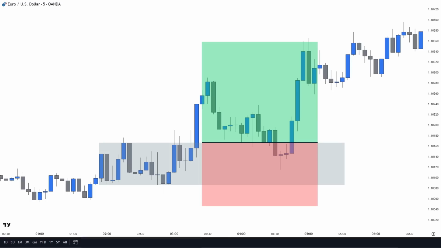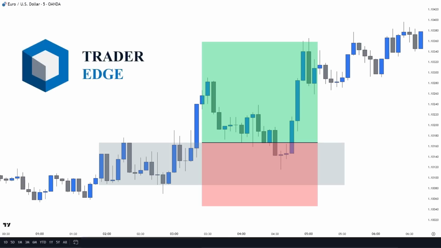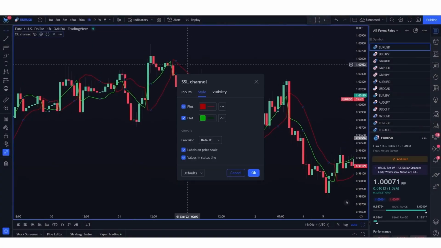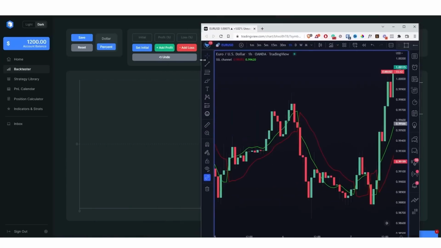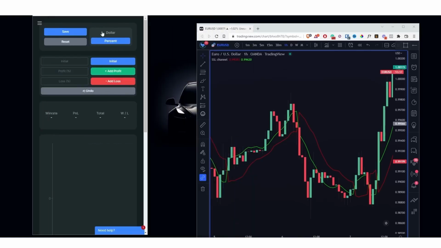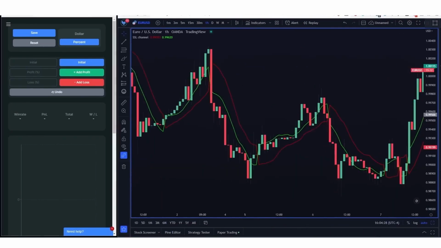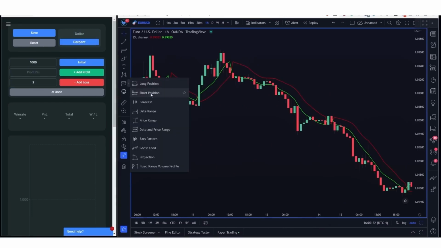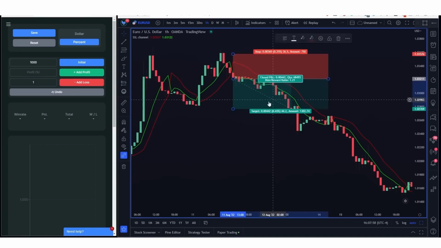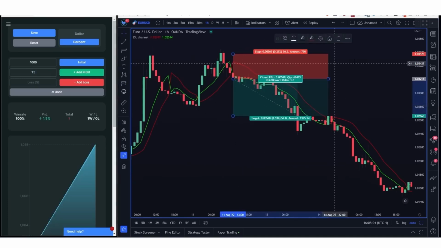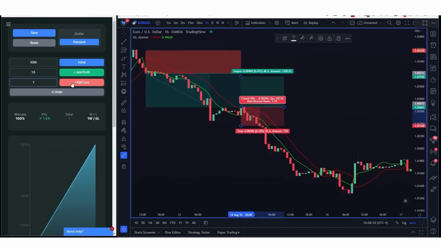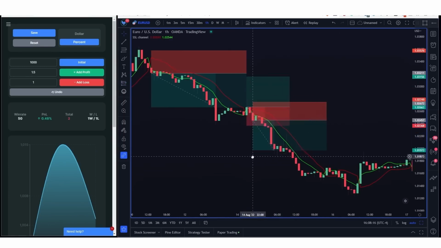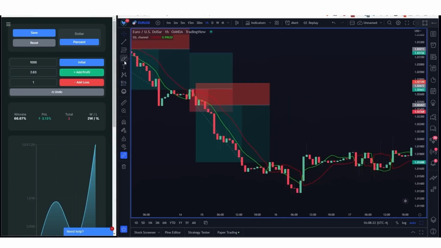We also do plenty of backtesting every day with the aid of the TraderEdge software. Let's suppose we want to backtest a trading setup on Eurodollar. We will first set up the chart on TradingView and adjust it. Then we will open TraderEdge's backtester and arrange it next to the chart. Here we will input our starting balance and risk per trade, which we've set to 2%. You can change this to any value you prefer, whether in dollars or percentages, for each individual trade.